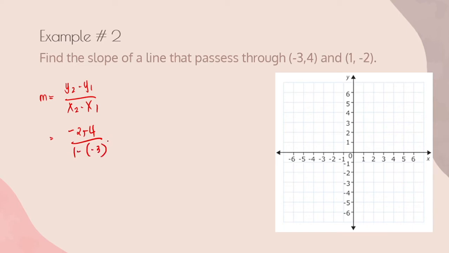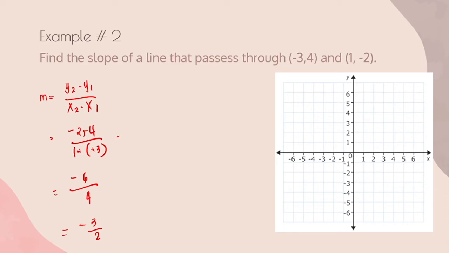-2 minus 4, that would be equal to -6. Over 1 minus -3, because that's the operation, the sign will be changed. So 1 plus 3 is equal to 4. So you have -6 over 4, and that would be equal to -3 halves. Okay, so the slope of the line is negative.